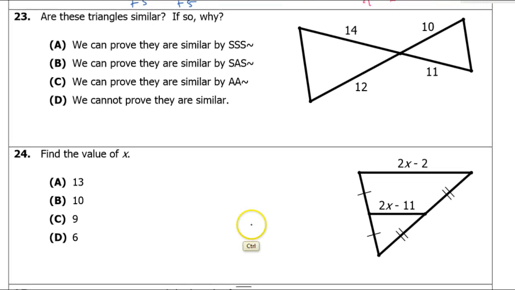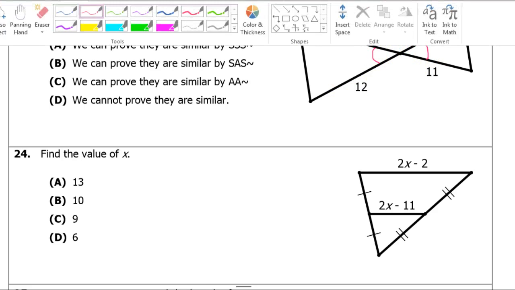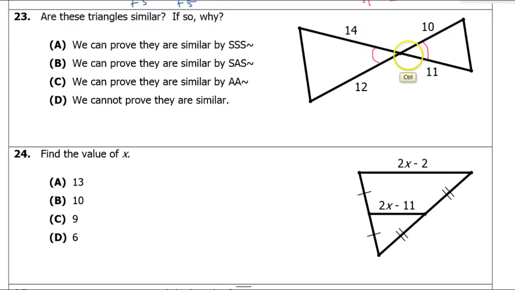Okay. Are these triangles similar? If so, why? Well, there's one thing we can say immediately, is that these two angles are definitely going to be congruent because vertical angles are always congruent. Now, we're given these side lengths. We're talking about similarity, so they don't have to be congruent, but they do have to be proportional. So that means we have to check and see, do we get the same fraction when we set up fractions?